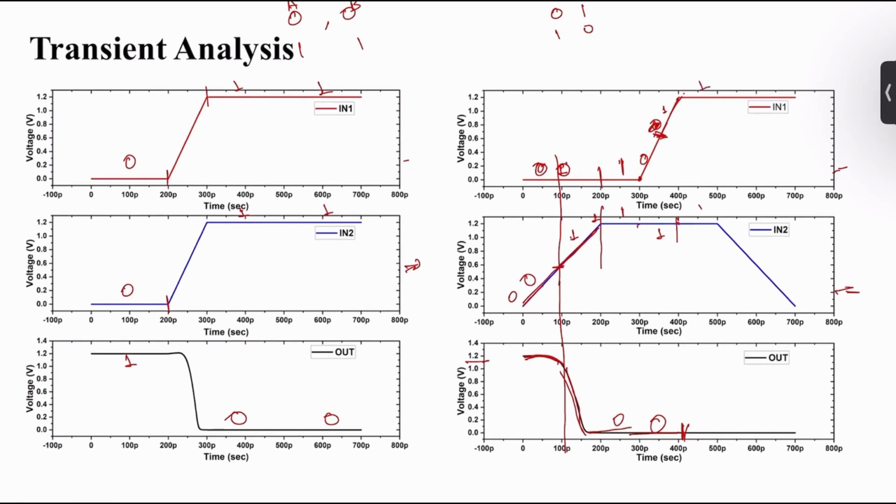Then here it's 1, so it will be 1. From 500 picoseconds to 700, it's wholly 1. If we take 0.6 as a threshold, then above that it is 1 and below that it is 0. So 1 and 1 it will again come 0, and 0 and 0, 0 and 1 it will again come 0. This is for 01, 10, 00 and 11. So in the transient analysis we are putting input 1 and input 2, and we are getting the result that we want.